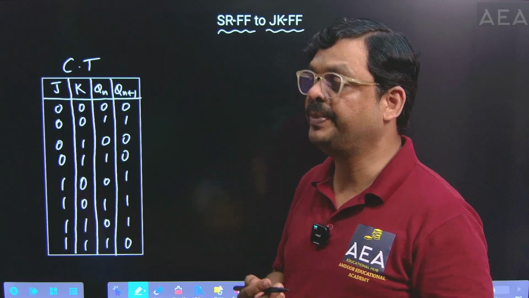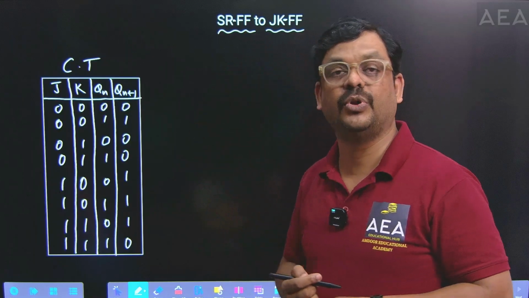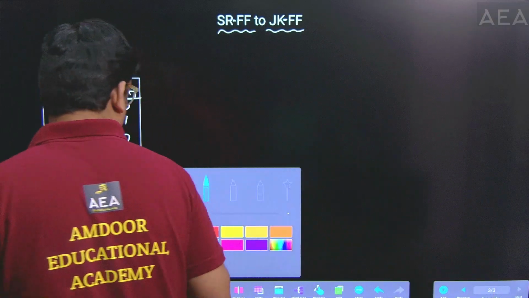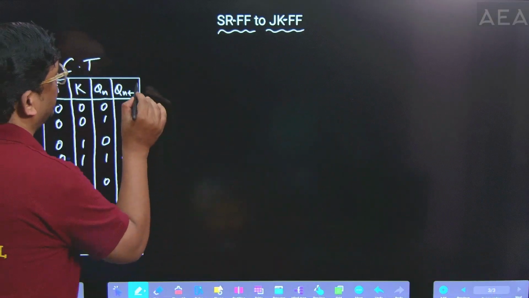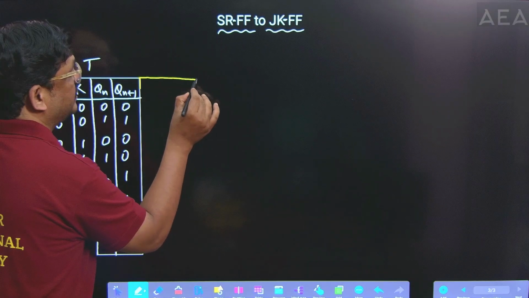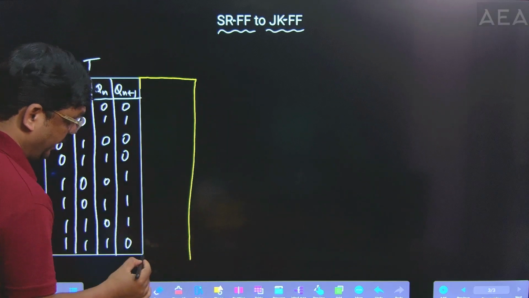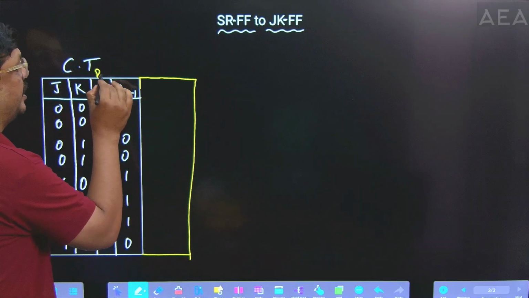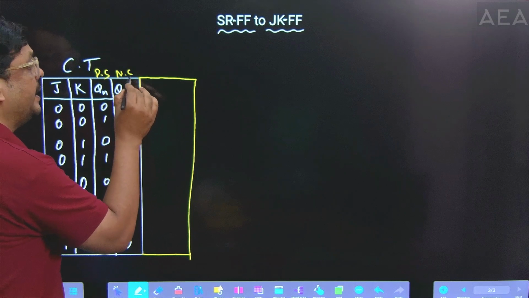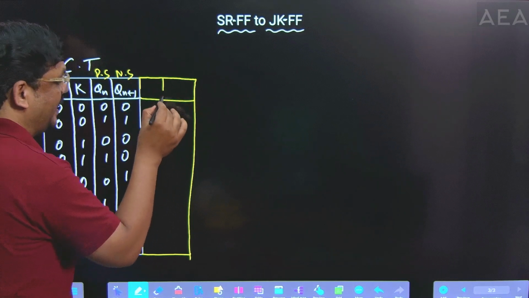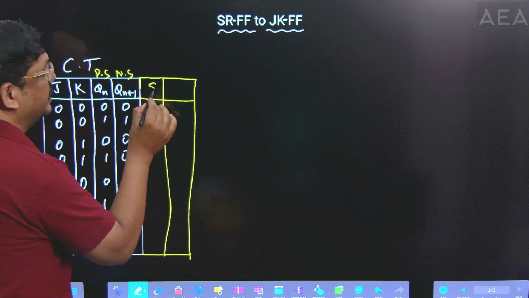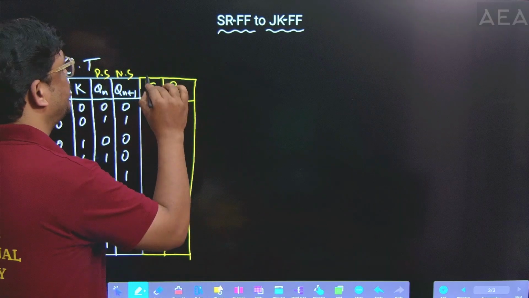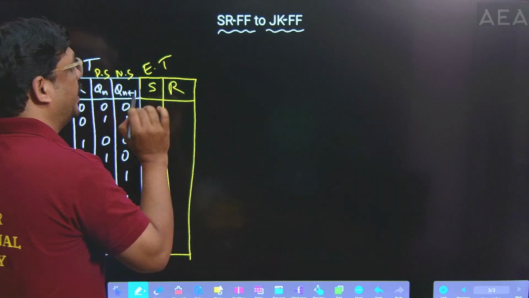Then what is the second step? The second step requires the excitation table of the available flip-flop. Here the available flip-flop is SR flip-flop. Now I want to draw the excitation table of SR flip-flop from the characteristic table of the required flip-flop. From these outputs, this is the present state and this is the next state. From the present state and next state, we find the possible inputs. This is the excitation table of SR flip-flop.